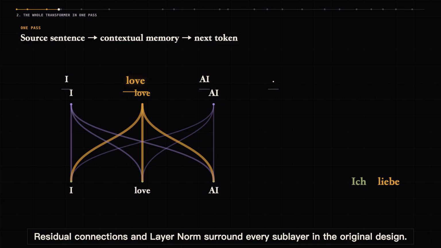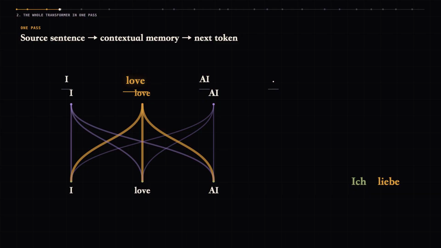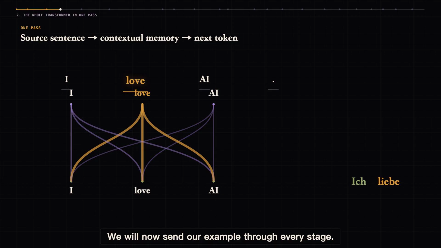Residual connections and layer norm surround every sublayer in the original design. This architecture diagram is useful as a map. It does not yet explain a single calculation. We will now send our example through every stage.